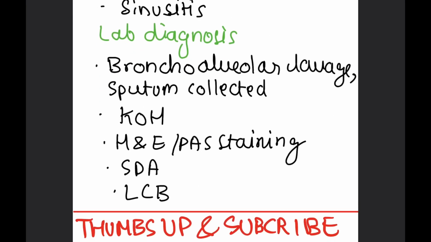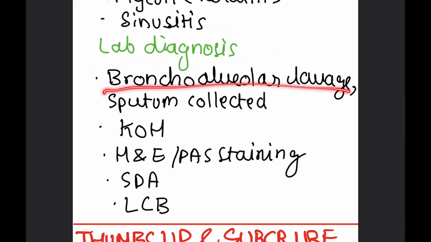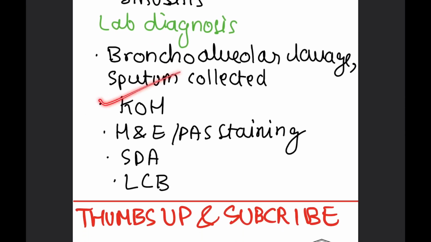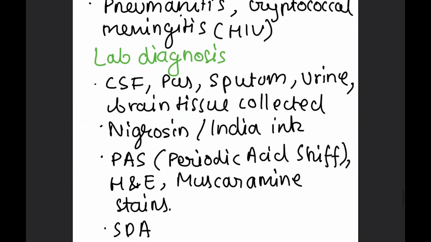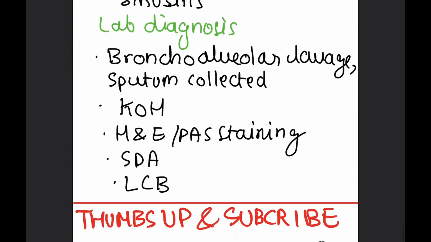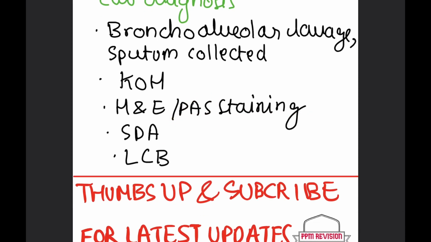Then laboratory diagnosis, what is seen? Firstly, bronchoalveolar lavage, and then sputum is also collected, and as mentioned earlier, use of KOH, HNE, PAS staining. PAS is nothing but periodic acid Schiff staining, and then SDA, that is Sabouraud's dextrose agar, and LCB, that is lactophenol cotton blue.